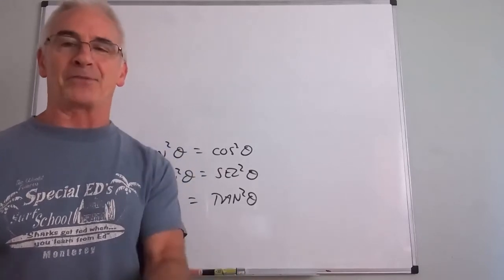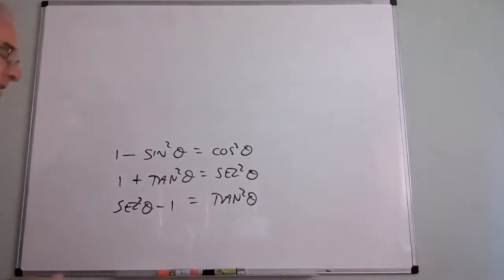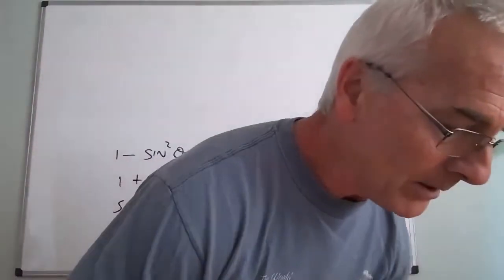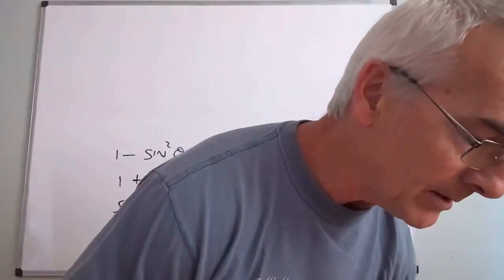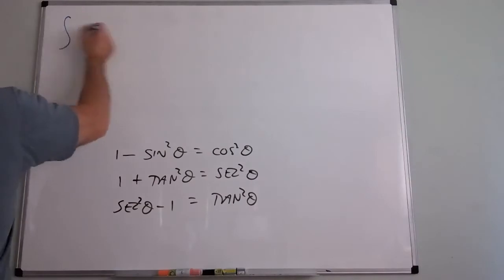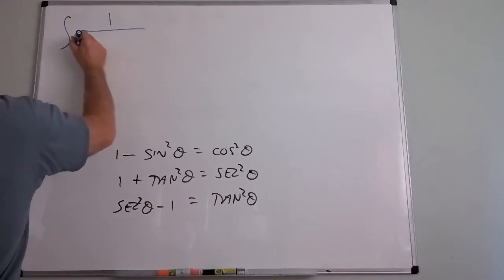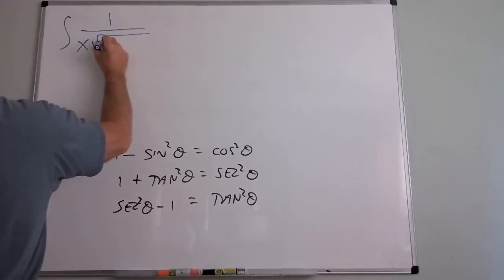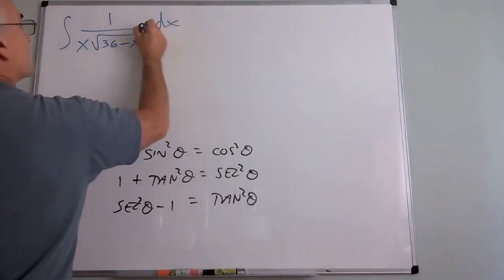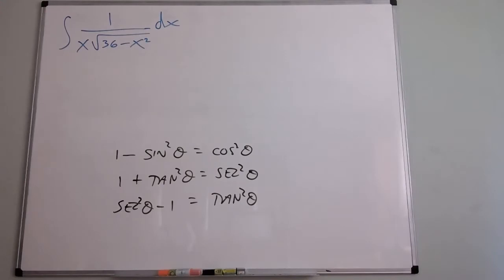The farther you go in math, they tend to be named after people. So, trig substitution. Let's start with something relatively gnarly. I have the integral of 1 over x times the square root of 36 minus x squared dx. Now you're looking at that going, gosh, that looks a lot like a formula that I know.